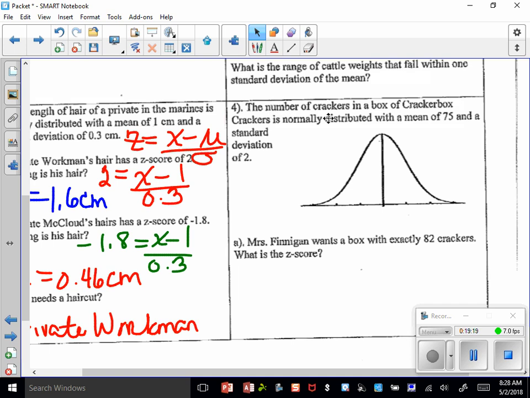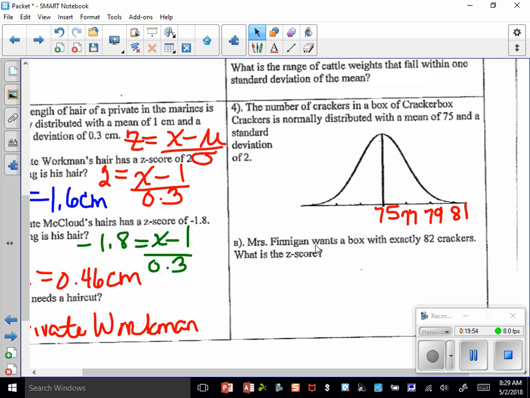Okay, it says the number of crackers in a box of crackers is normally distributed. Okay, so the mean is 75. So everybody put 75 in the middle. And the standard deviation is 2. So I'm counting by 2s. So this will be 77, 79, 81. Okay, I'm looking to see where 82 falls, so I really don't need to go to the left. Okay, so it looks like it's definitely going to have a z-score that's greater than 3 standard deviations to the right.